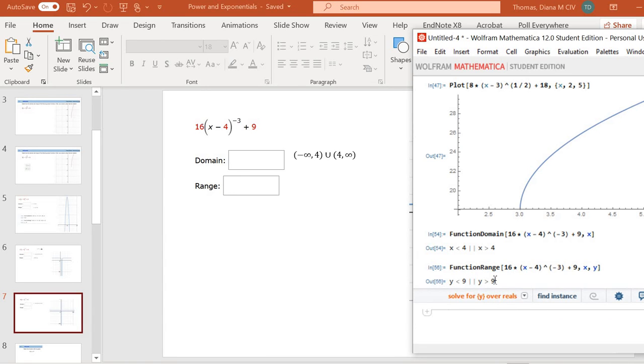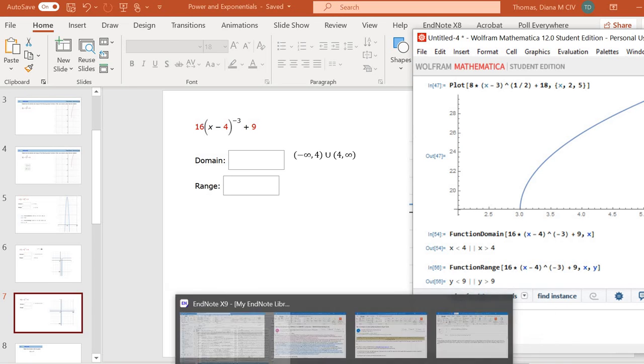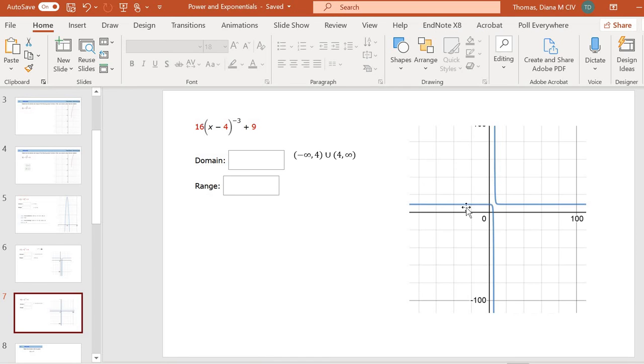All right, so here we have something different than before. We have y is less than 9, not including 9, and then y is bigger than 9. So if I go over to the graph, what that's saying is this horizontal asymptote is at 9. It will never be touched. So anything below 9 is okay. Anything above 9 is going to be included.